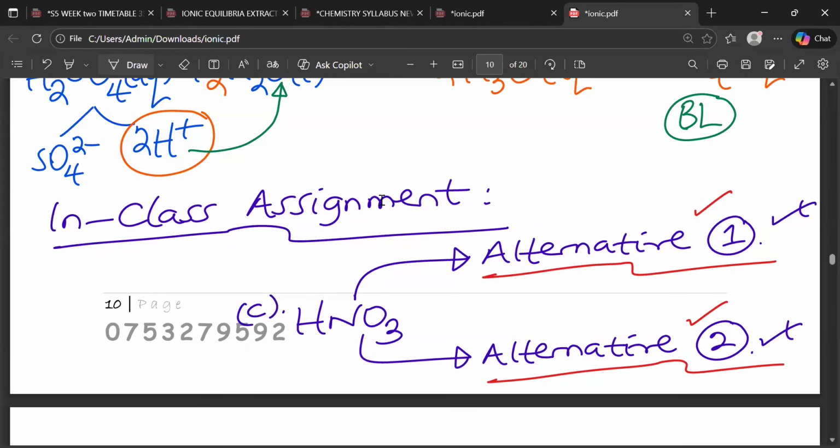Now spell it again, but using words. You'd be like nitric acid aqueous, full arrow, this aqueous. Use the names of those things. Alternative 1. Nitric acid aqueous, full arrow, hydrogen ions aqueous, nitrate ions aqueous. Very good. Then alternative 2. Hope people are listening.